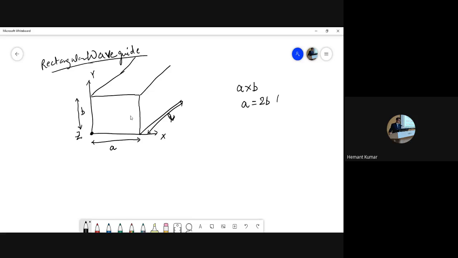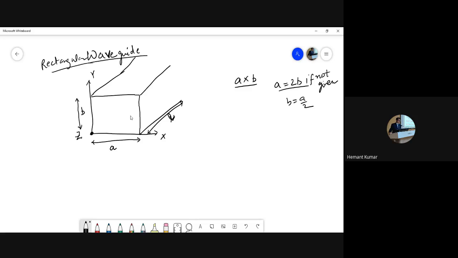This is a standard actually. It is general, not always true. So you can just write the dimensions as A cross B. And sometimes A is equal to 2B. If not given, you can assume. So A equal to 2B, or you can say B equal to A by 2.